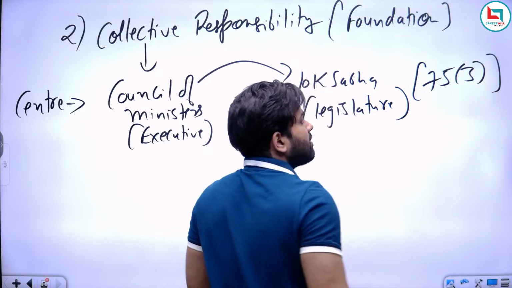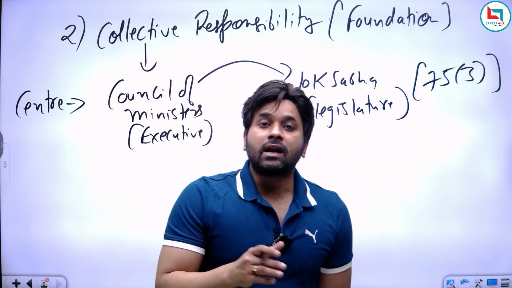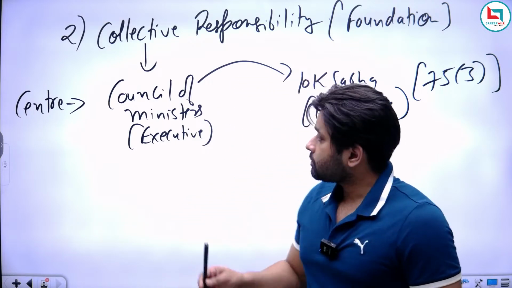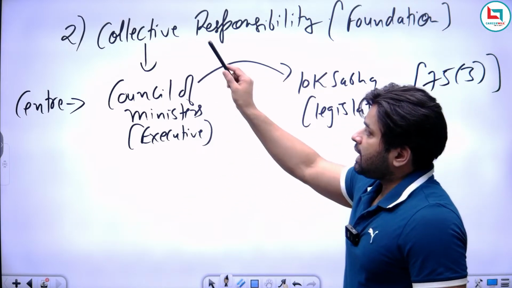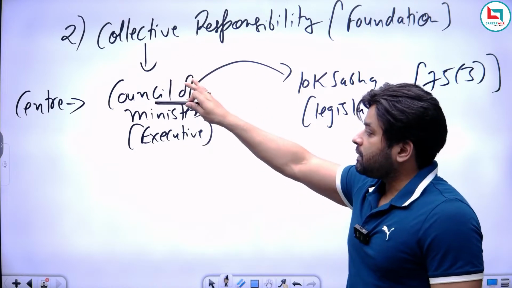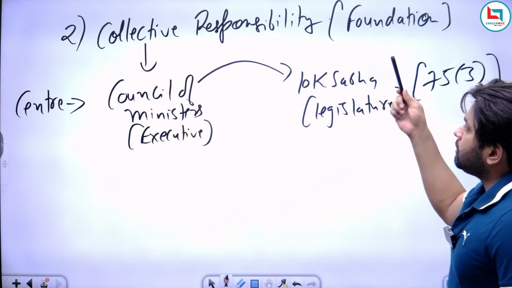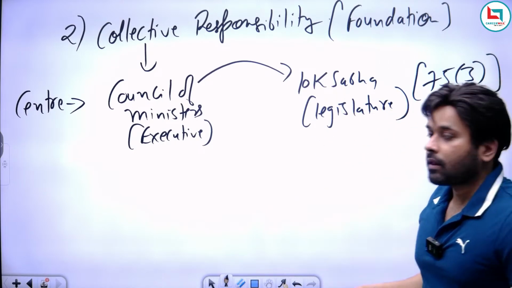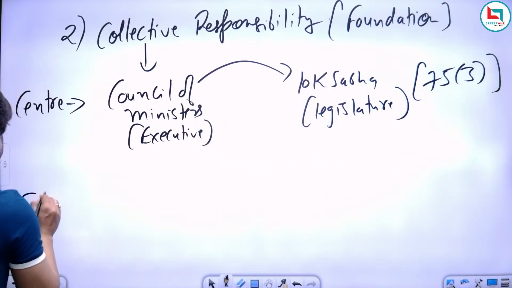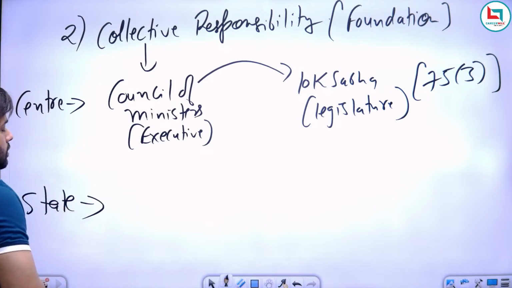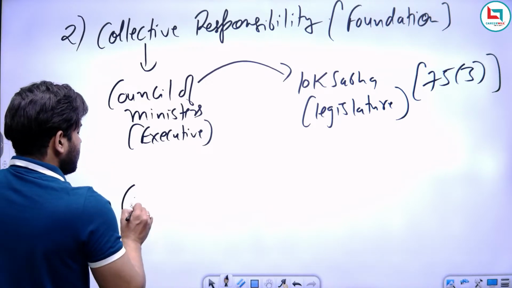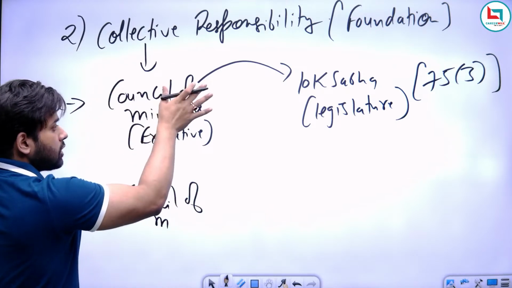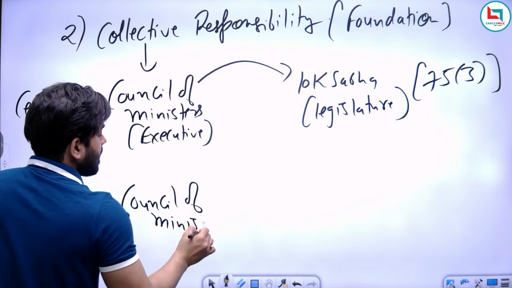In Article 75 Clause 3, it is clearly mentioned that the Council of Ministers shall be collectively responsible to the Lok Sabha. I hope this is clear that collective means all the ministers, and all the ministers are part of executive, and they are responsible to the legislature, and the legislature is Lok Sabha. Okay, now let us see at the state level. So in states, again, there are council of ministers. See, these are central council of ministers. These are state council of ministers.